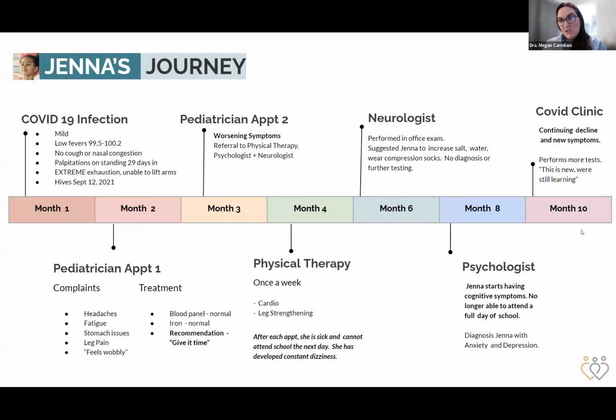At month 10, she's able to get into a COVID clinic. There is an extremely long waiting list. Once she's there, they perform more tests. The tests come back normal, and they tell her this is new and we're still learning.